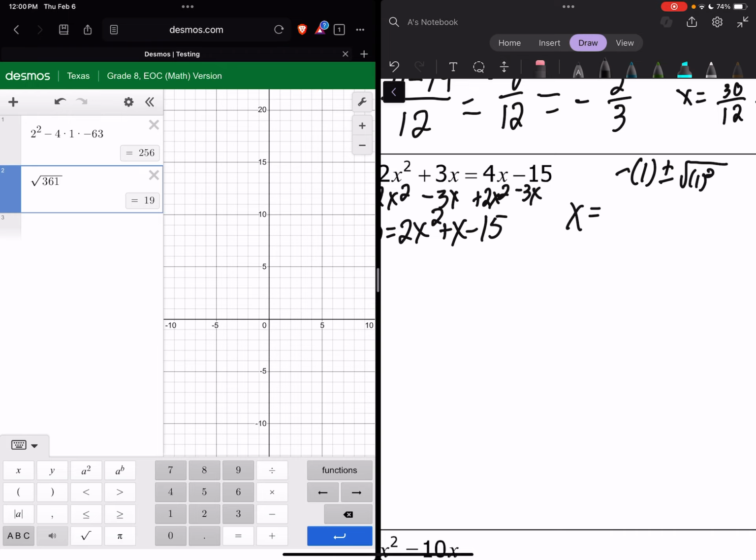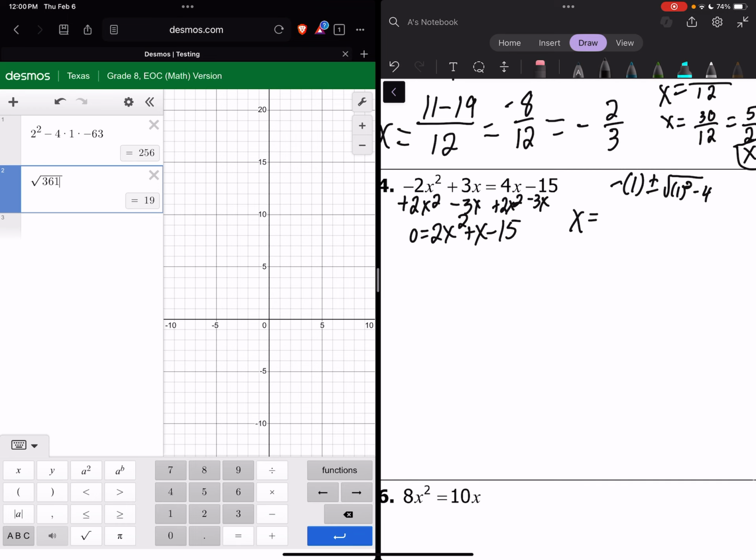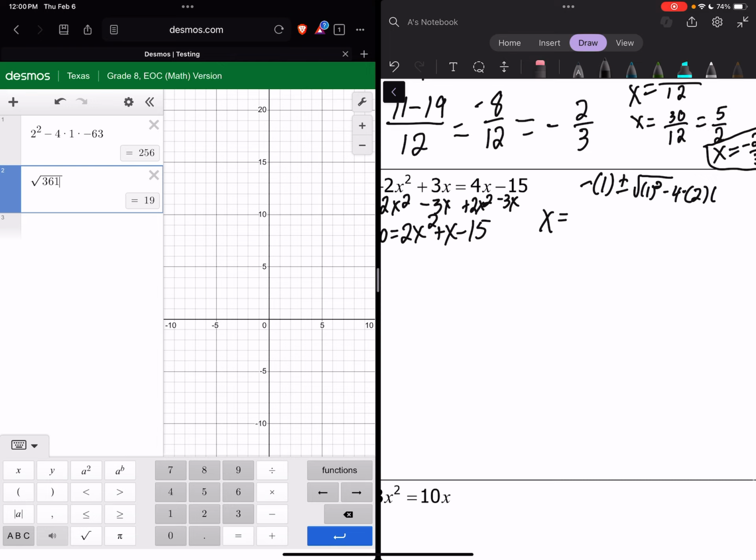B squared minus 4AC over 2a. So x is equal to negative 1 plus or minus the square root of 1. 4 times 2 is 8 times 15. So that's 120.